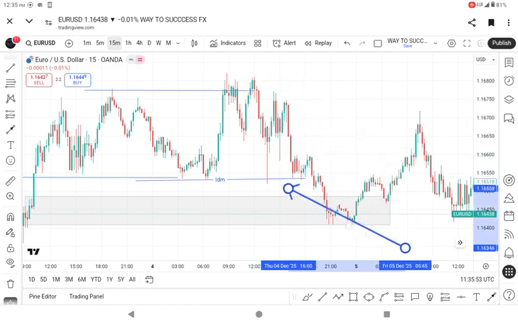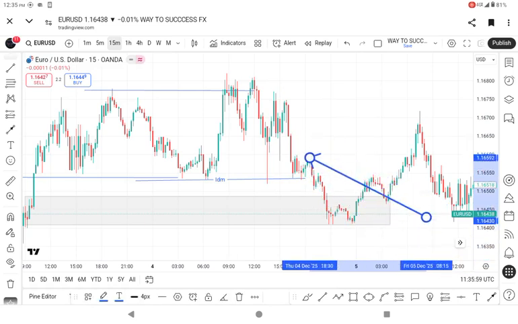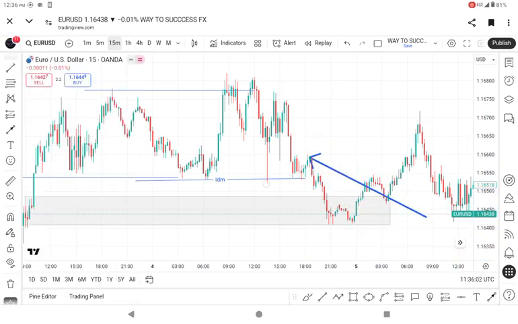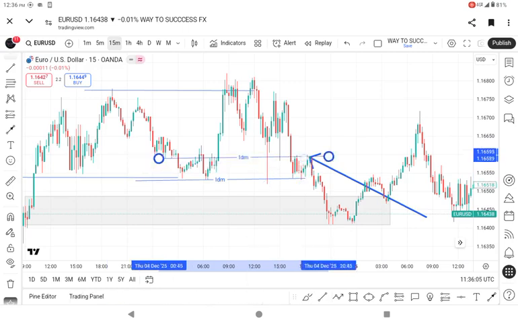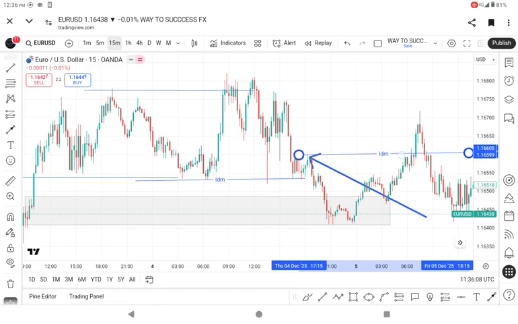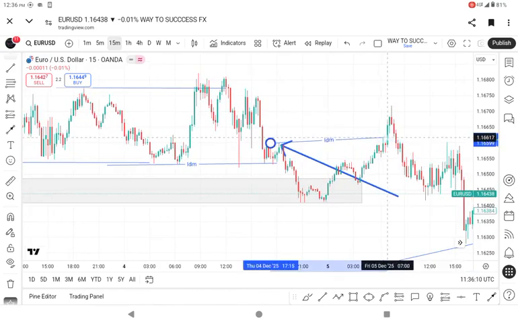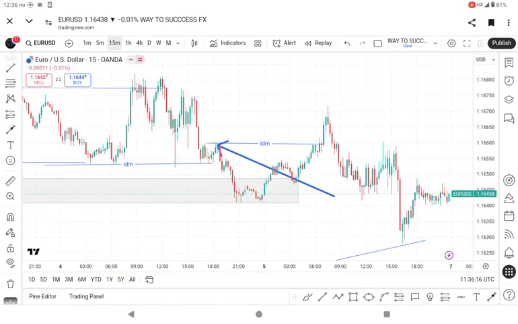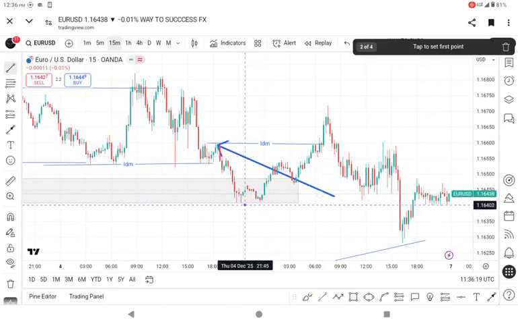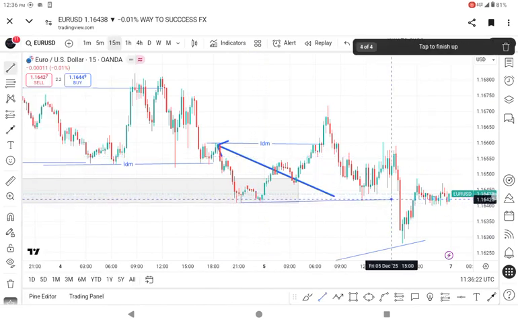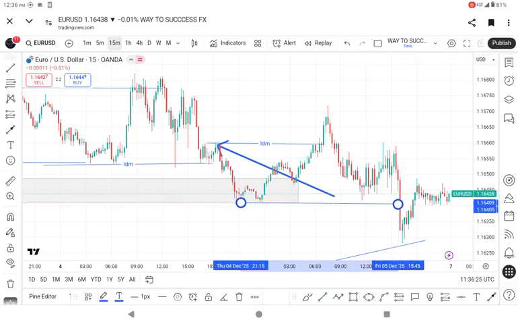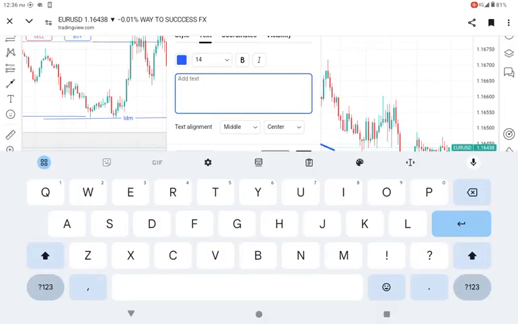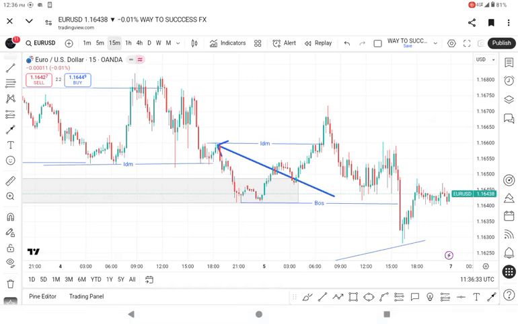Price tried to go to the upside, failed, broke this low now, and also price came to the upside again, taking out this inducement here, taking out this inducement, and before the week close, we have a break of structure here. Price broke this low, confirming our break of structure.